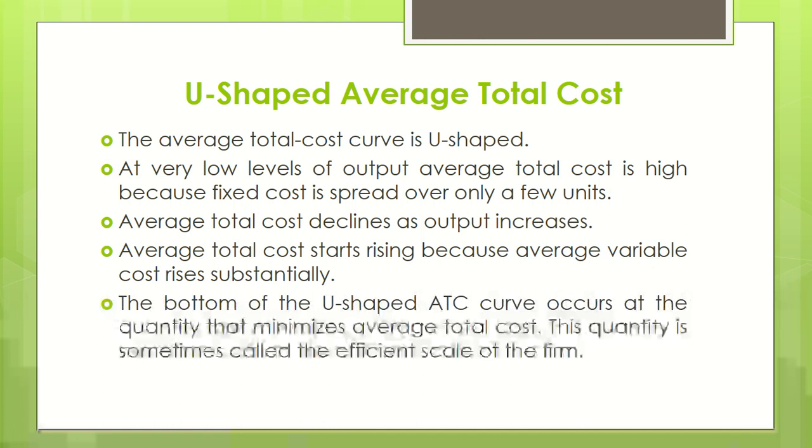The next one is average total cost starts rising because average variable cost rises substantially. We can also discuss this point in detail. And the last point is the bottom of the U-shaped average total cost curve occurs at the quantity that minimizes average total cost, and this quantity is sometimes called the efficient scale of the firm.